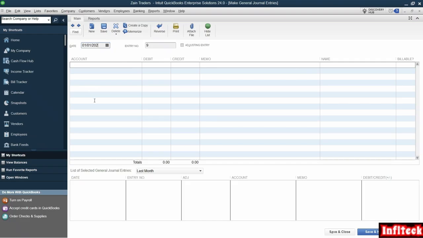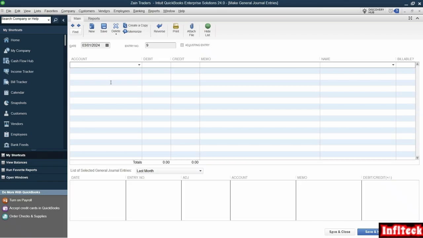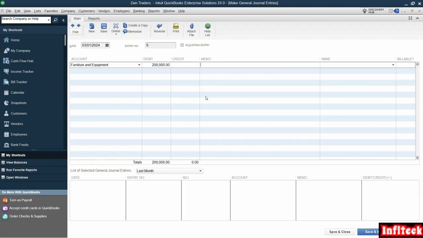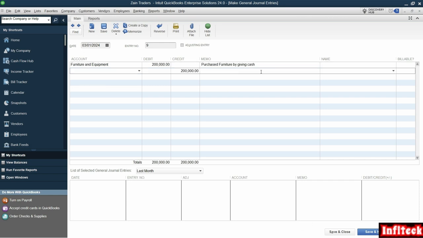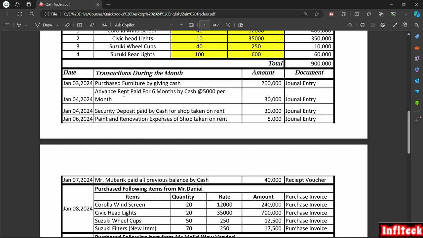So let's enter this. As of 3rd of January, the transaction is furniture by giving cash. So let's write furniture here, and the amount is 200,000. In the description, I'll just directly copy and paste this description here. Now to move to the second line, just press tab. It will automatically show the other entry on the credit side. We just have to mention cash, and that's it. Journal entry is done. Let's click on save and new, because the next one is also a non-trading activity, which is advance rent paid for 6 months by giving cash.